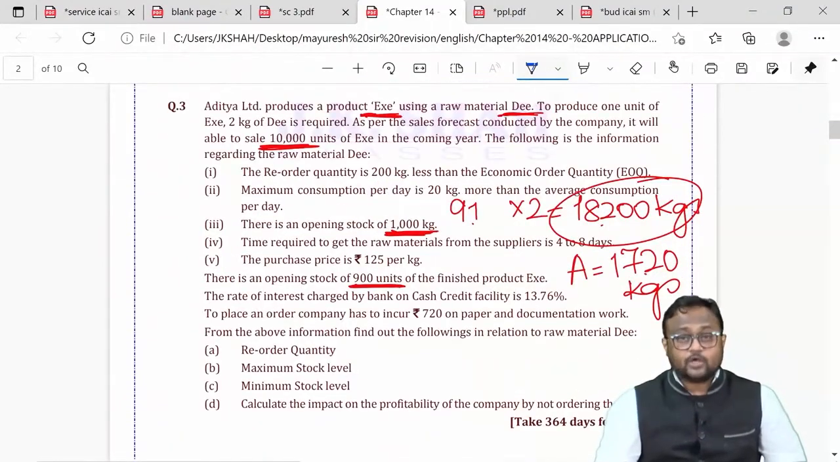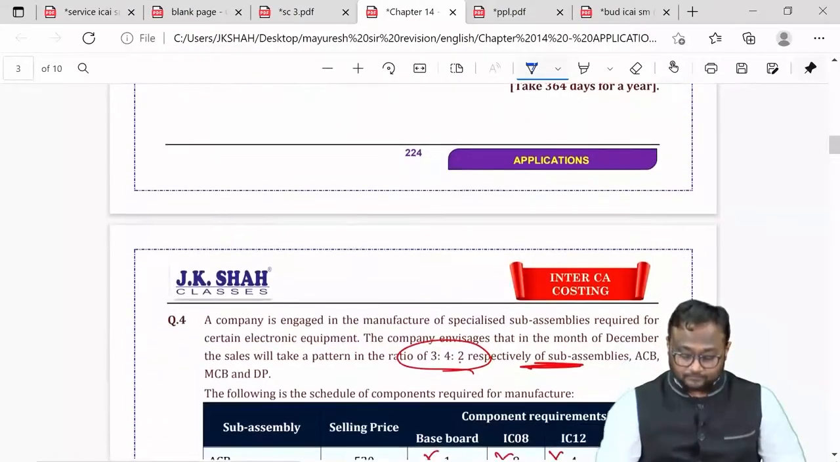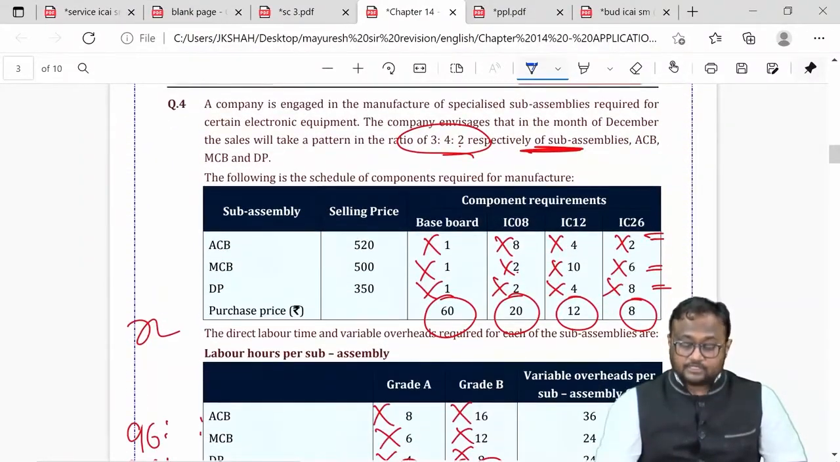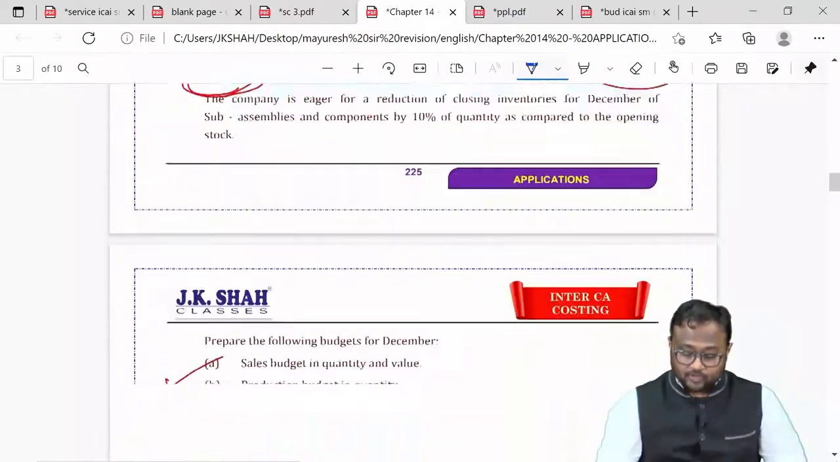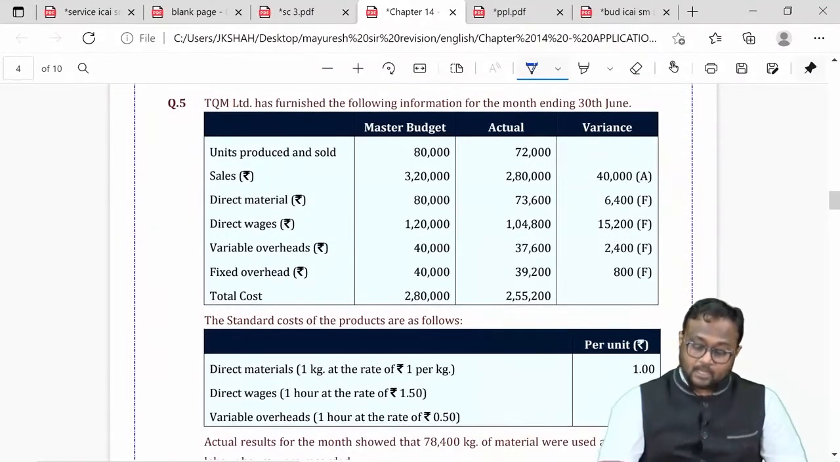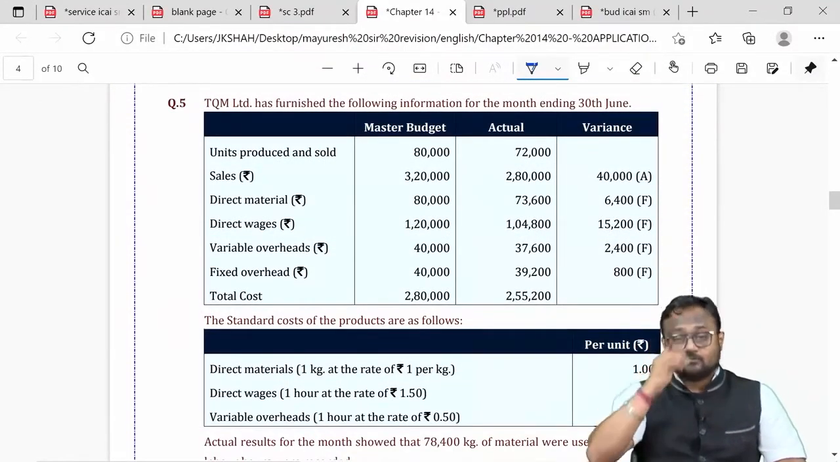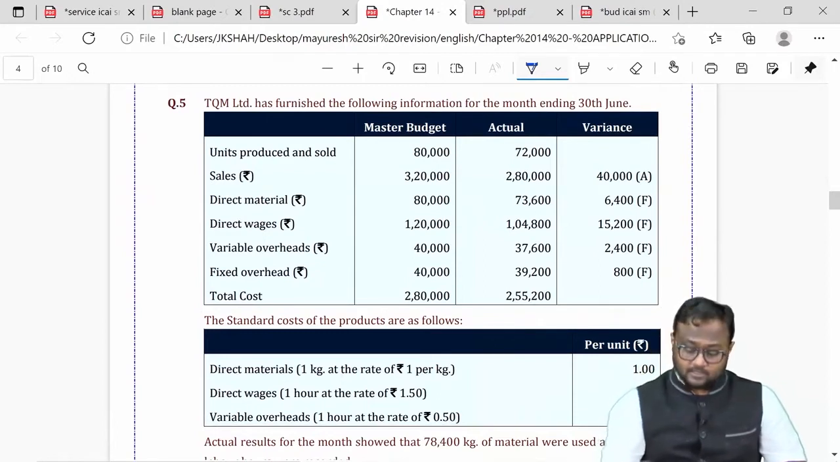Now question number 3 is already covered in material. You can watch the revision video of material costing. I have solved this question there. Question number 4 is discussed in budgetary control. The last part of the video you will get this, which was a combination of budgetary control and marginal costing. Question number 5 I'll discuss now. This was about fixed and flexible budget.